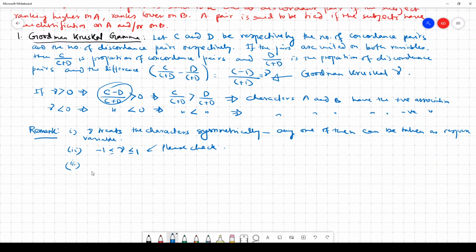If two variables are independent, gamma vanishes, but the converse may not be true. So that is, independent implies gamma 0, but gamma 0 does not imply independent. Okay.